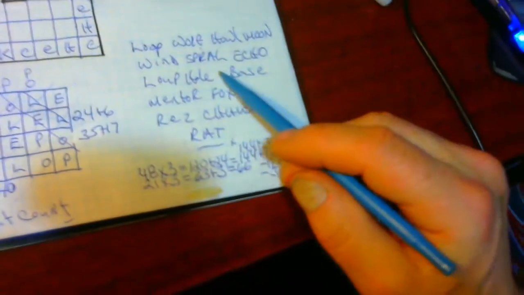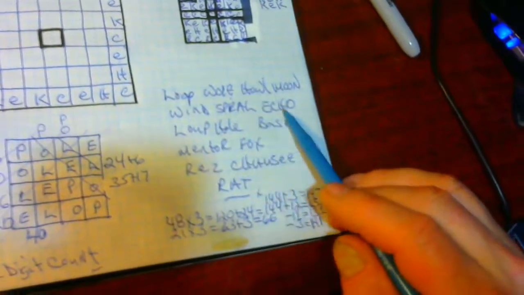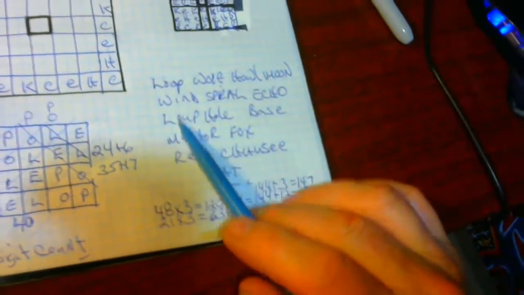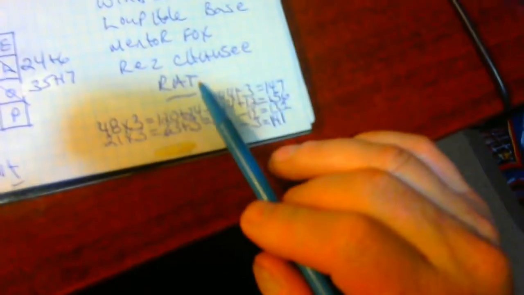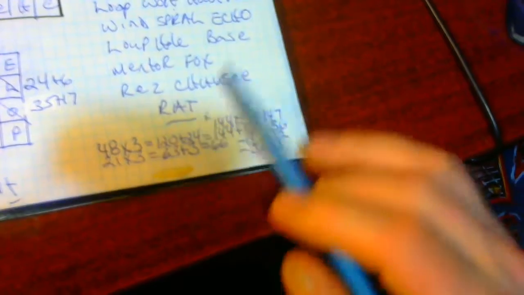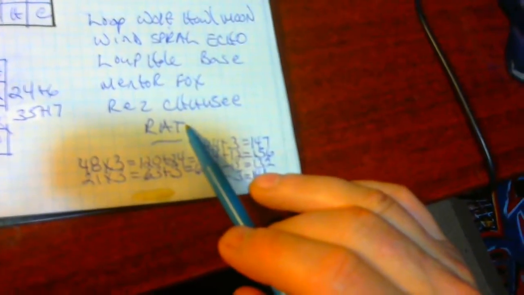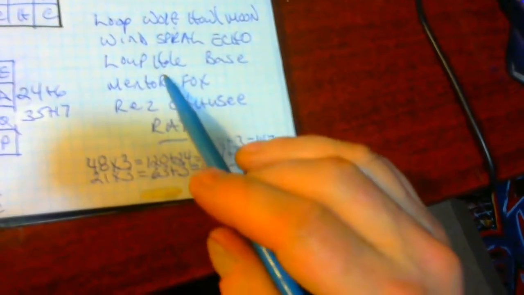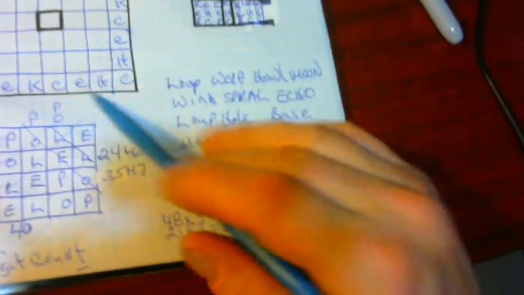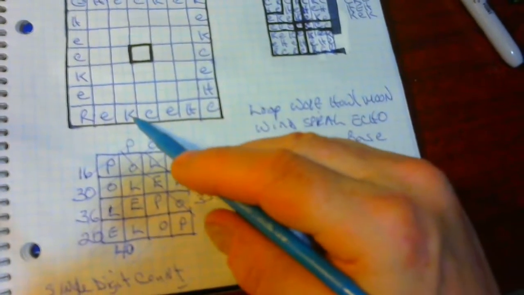The loop, the howl, the wolf, the wind, the spiral, the echo, the loop, the loophole, the base, the mentor, the foxhole, the rez-de-chaussée, the basement rat. Rez-de-chaussée. It also says fox. These are what the numbers and the letters and everything talk about. And I didn't even do checker yet. Basement cat. And checker is all about communication in the high sky.